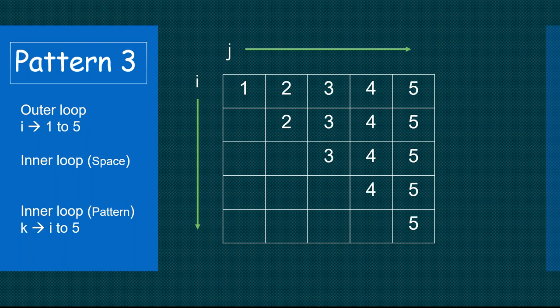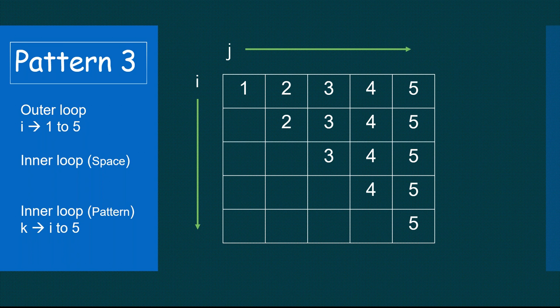Now you can see that space is not there for the first row, but for the remaining rows you should have space. Now the i value will be taken from the first values, 1 2 3 4, so it is an increasing value. So the outer loop will be from 1 to 5, and the j value, that is the inner loop for the pattern, is 1 to 5 again. You can see the first row itself is 1, 2, 3, 4, 5.